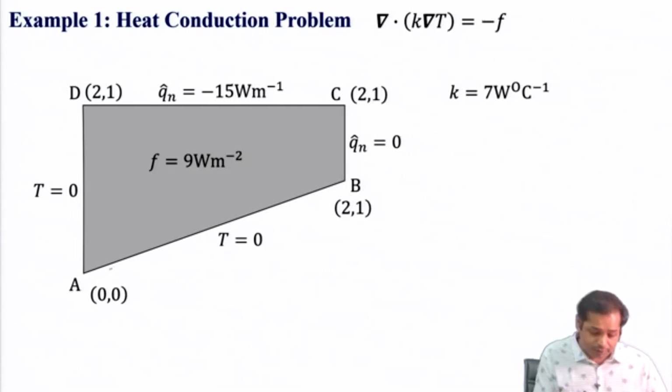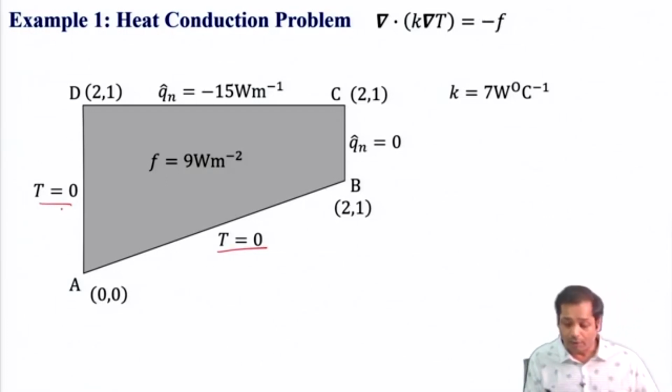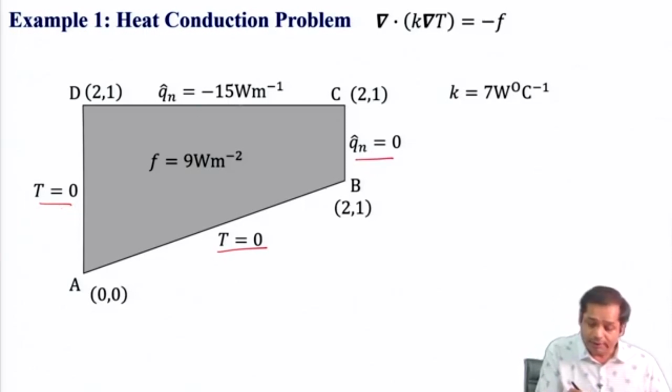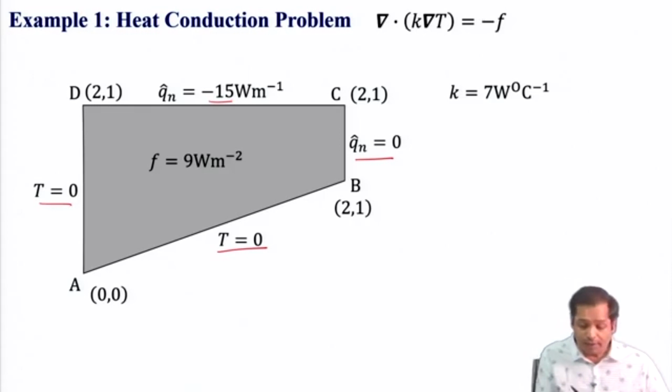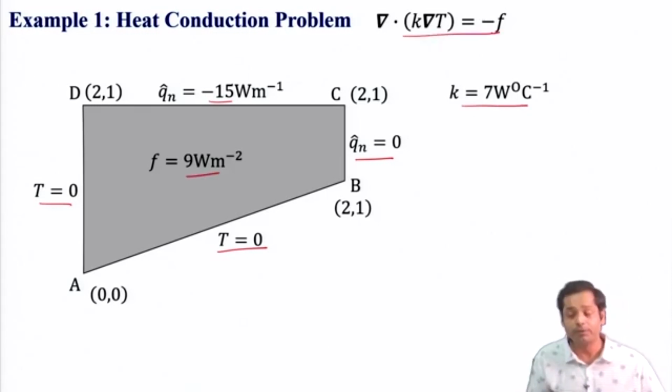On these boundaries, say boundary A B and boundary number, their primary variable is prescribed, and on boundary B C and boundary C D, the secondary variable, the boundary flux term, is prescribed. F is given as this and the conductivity is this. This is the equation now we have to solve.